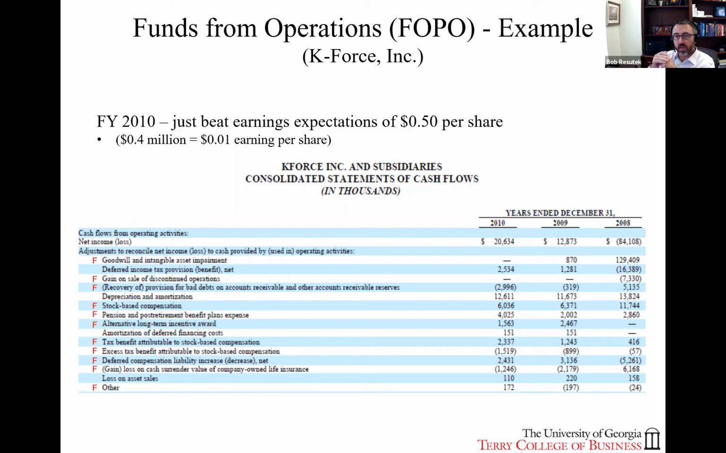Pensions and post-retirement benefit expense. These are add backs. These contrast the gains and the recoveries that are negatives or reductions in the reconciliation in 2010. And then also notice how items come and go. Okay, so in 2010, the goodwill and intangible asset impairment, it wasn't an item. They did not have one of these reconciling items in 2010. They did in 2009, 2010. So it's not like the composition.